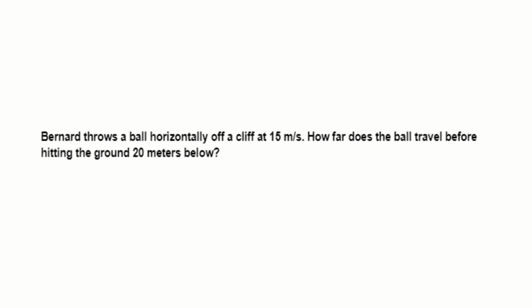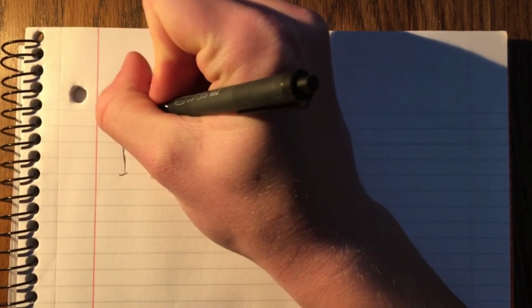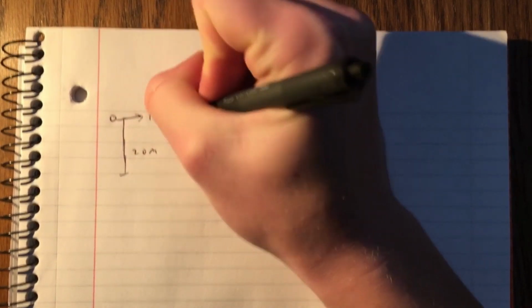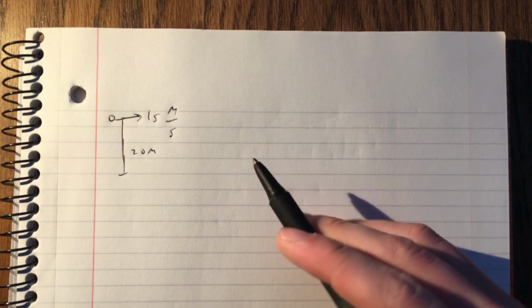So the first one here is: Bernard throws a ball horizontally off a cliff at 15 meters a second. How far does the ball travel before hitting the ground 20 meters below? So we can draw this out with a little diagram here. The ball is 20 meters off the ground and it's thrown at 15 meters a second. And so typically we will solve for distance by multiplying velocity and time, but we don't have time currently, so we need to solve for time somehow.